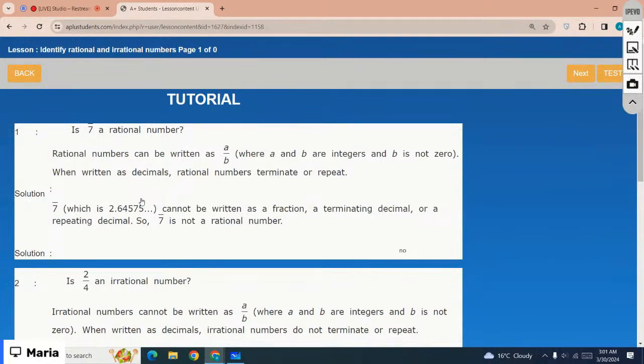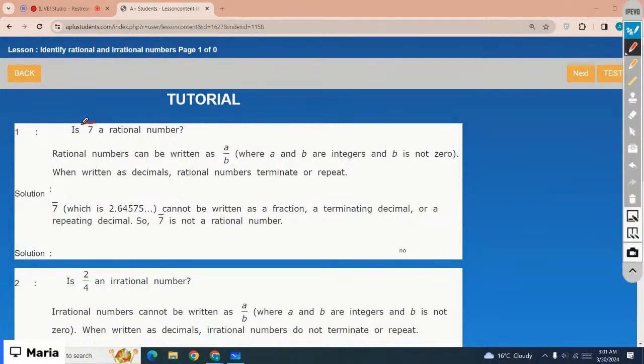Is square root 7 a rational number? Hold on, let me check. Yes, it is square root 7, right? That's a square root 7. Just do not confuse, it is like this. Is square root 7 a rational number?